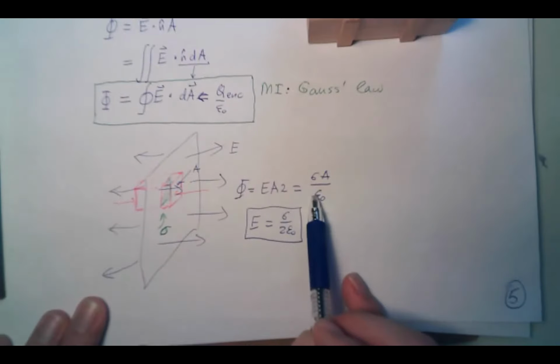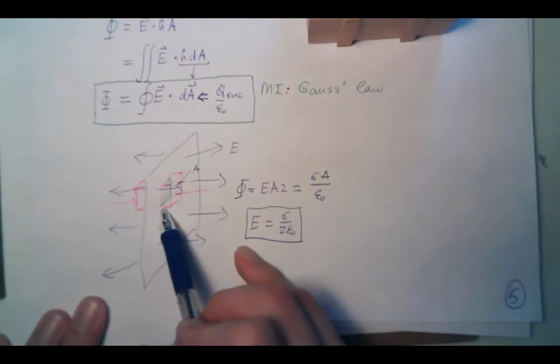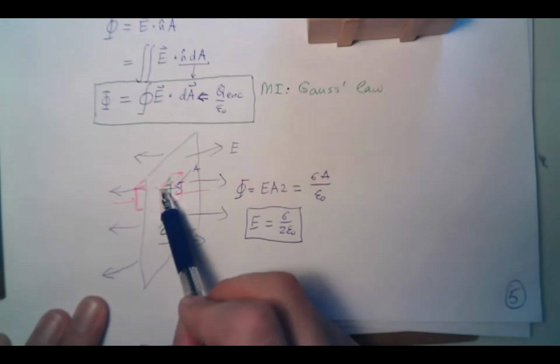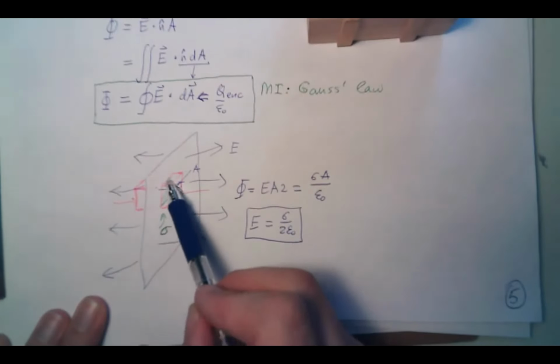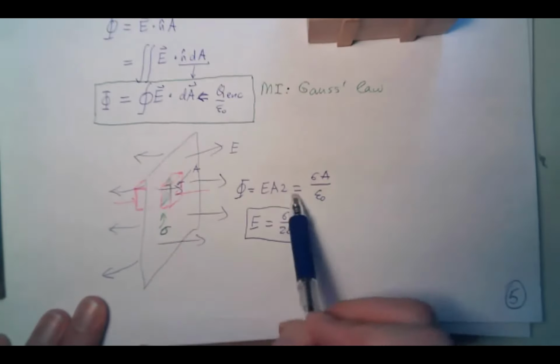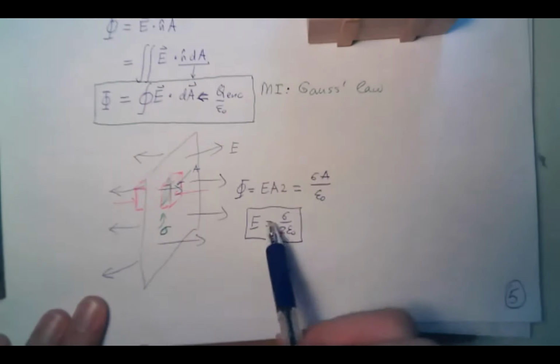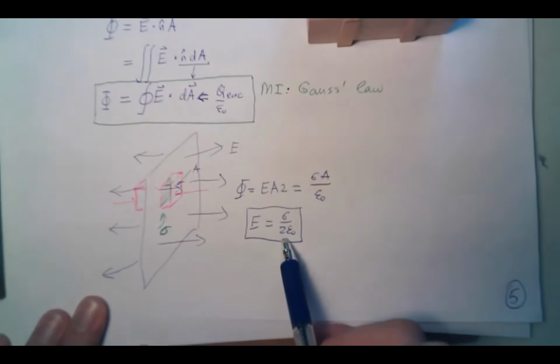Then the right-hand side is the enclosed charge. That's the stuff that sits right here in this green patch, and that is the surface charge density sigma times whatever the surface area is enclosed here. Fortunately, that means the area sits here and the area sits here, so these two cancel and we get E is sigma over 2 epsilon naught.